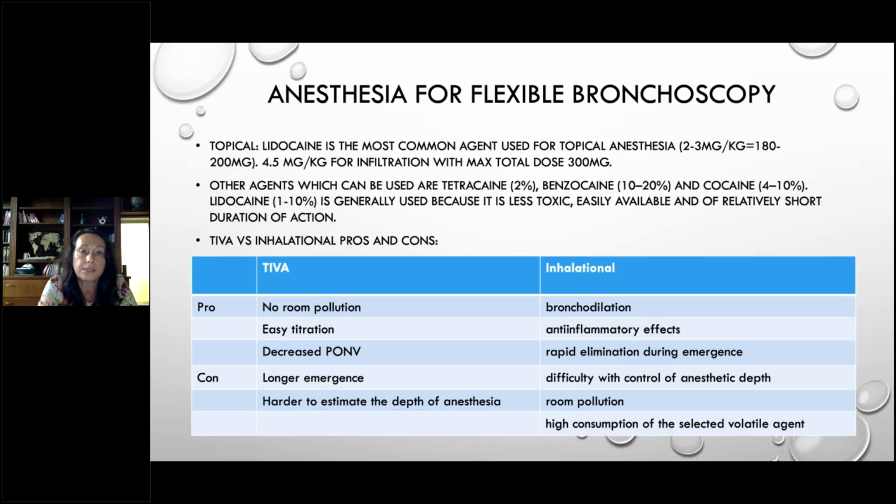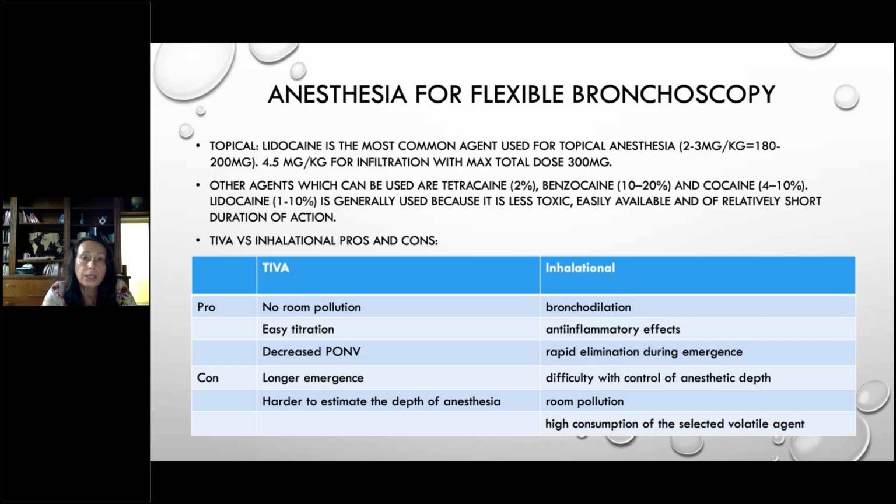If we do use general anesthesia, then again, there are several options. We can use total intravenous anesthesia. We can even try to use inhalational anesthesia. The benefits of total intravenous anesthesia are that there is no room pollution, no leakage, and it's easy to titrate. Propofol given intravenously decreases the post-op nausea and vomiting. Although the duration of effect might be a little bit longer, especially for longer cases. And it's harder to estimate the depth of anesthesia because we don't see MAC. So it is better to use the BIS monitor if we're using total intravenous anesthesia.